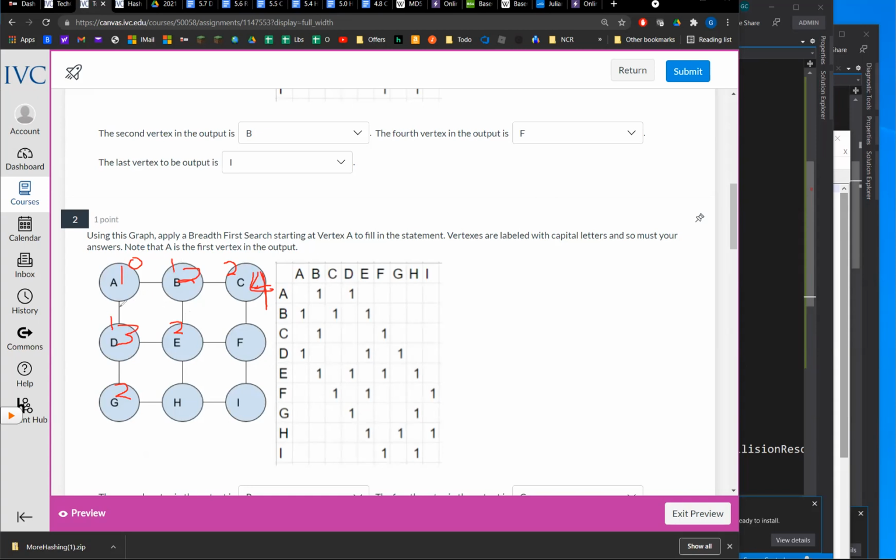Because we'll output all the nodes that are 1 hop away before we output any of the nodes that are 2 hops away, and we'll output all the nodes that are 2 hops away before we get to those that are 3. Right, because we got 1 hop, 1 hop. We got 2 hops, 2 hops, and 2 hops. And then we had 3 hops and 3 hops, and then lastly 4 hops.